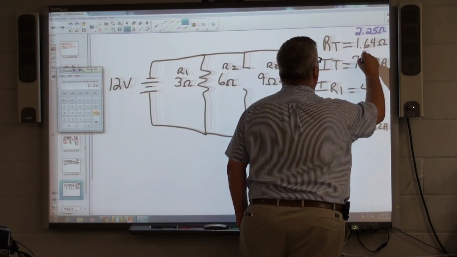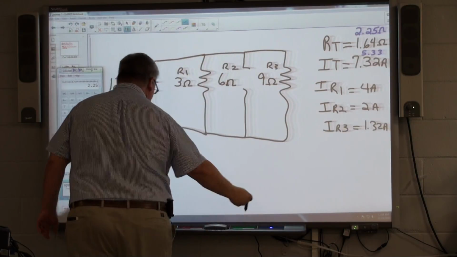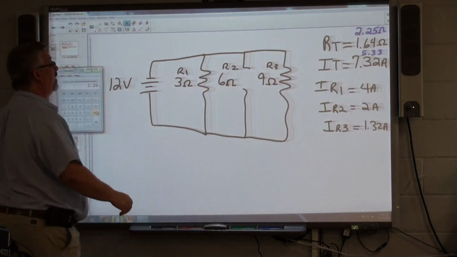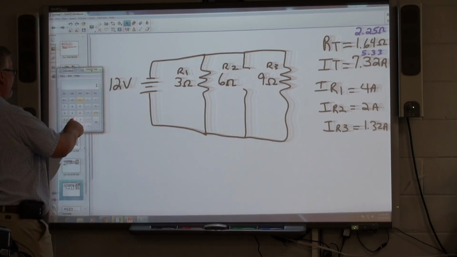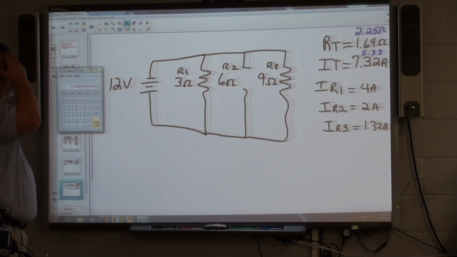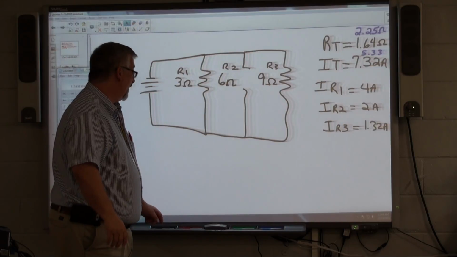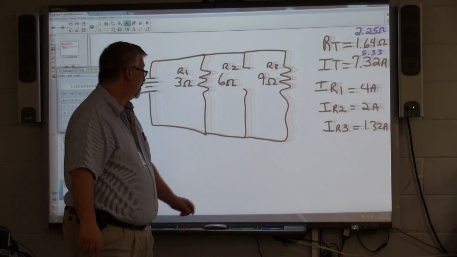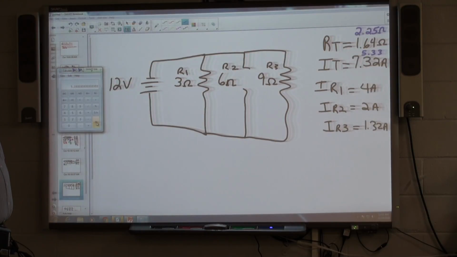5.33. We get that by dividing 12 by 2.25, and that gives us 5.33. So now, what is the I of R1? That's gonna stay the same.